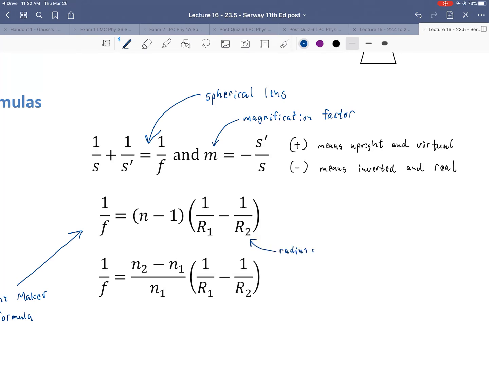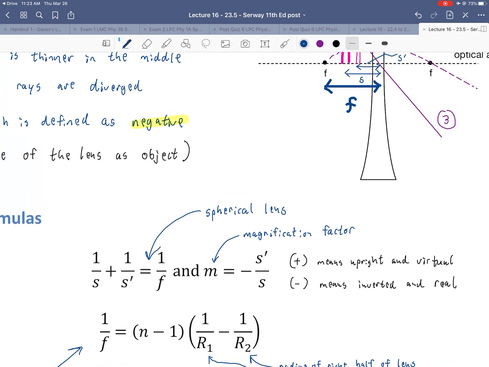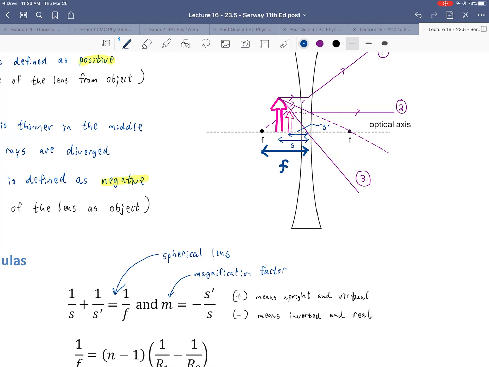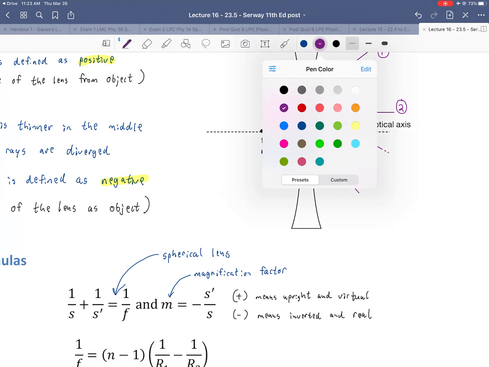So this is the radius of the left half of the lens. That's always R2. And then R1 is the radius of the right half. Excuse me, I meant to say this is the right, because you read from right to left. And this is the radius of the left half of the lens. So to show that in the picture above for the diverging lens, R1 and R2 would look something like this.